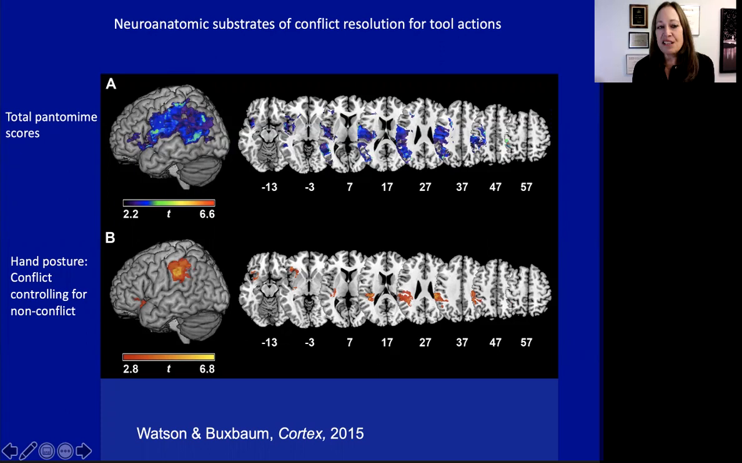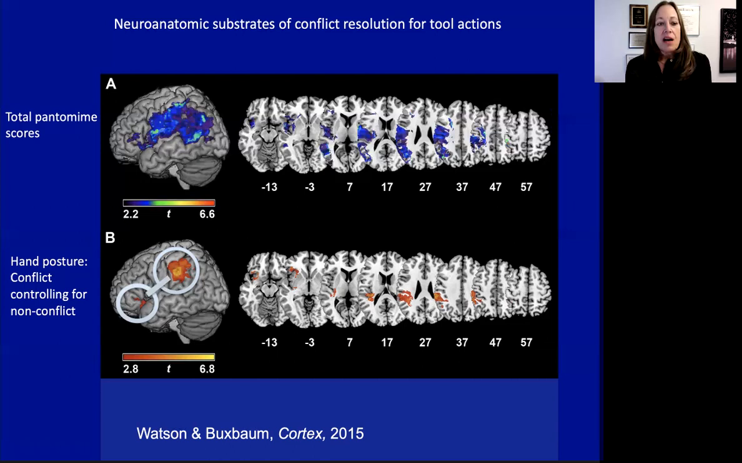But most importantly here was the fact that when we looked at the variance in performance of conflict objects controlling for non-conflict, we got a very interesting subset of these regions, which included the supramarginal gyrus and the inferior frontal gyrus. And these two regions we've seen in our work again and again. And based on this and other studies, we hypothesize that this portion of the tool use network is particularly critical for buffering candidate tool actions, use actions, move actions, and selecting the appropriate action based on context.